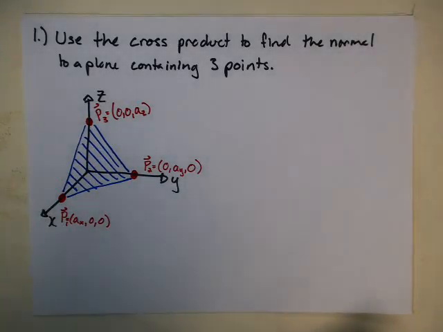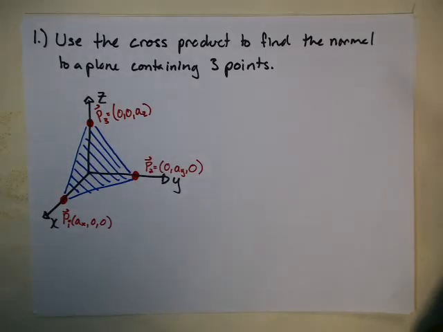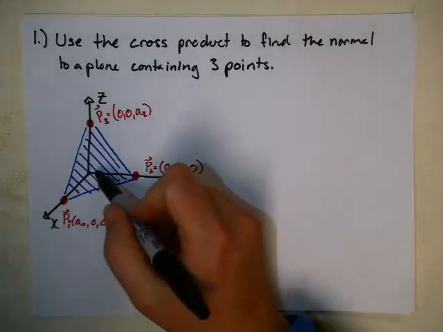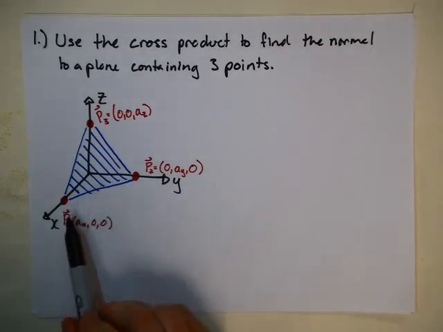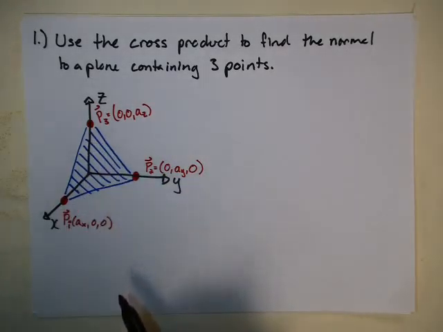Okay, this is homework 1, problem 1. We are going to find the normal vector to this plane that goes through these 3 points. To do that, we're going to use the cross product, and one of the properties of the cross product is that the resultant vector is always perpendicular to both vectors that go into the cross product.